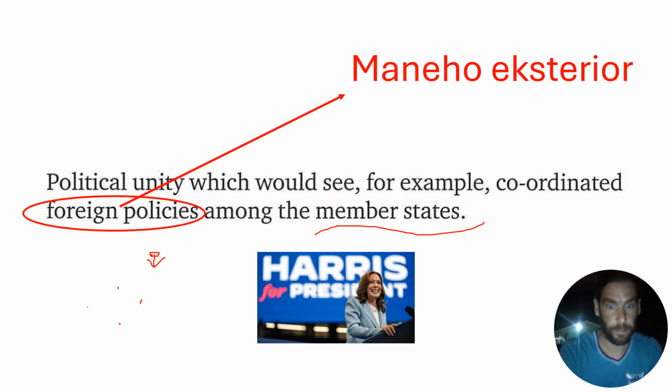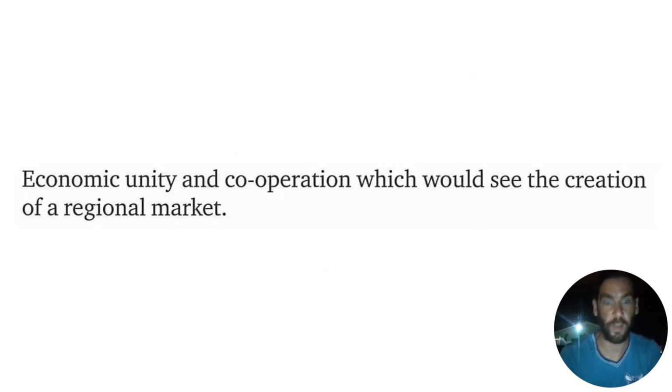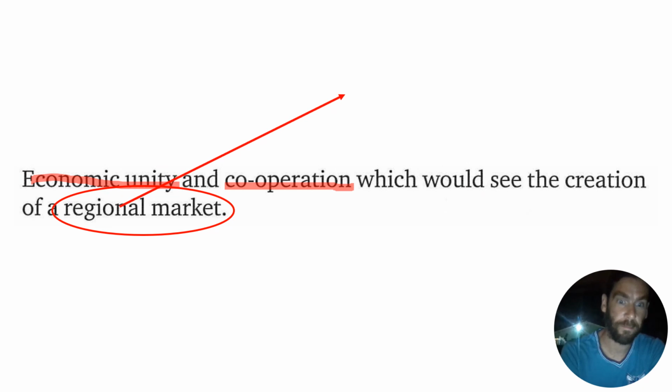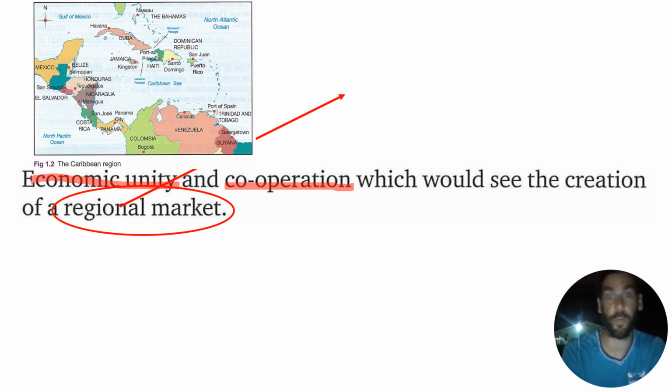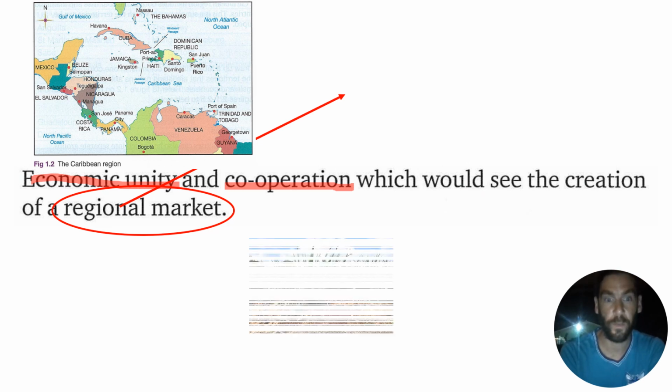The next one is not political unity, but economic unity. What does economic unity mean? Cooperation, working together. Yes, the creation of a regional market. So this is the region of the Caribbean. This map you can also find in your textbook, the Caribbean region.